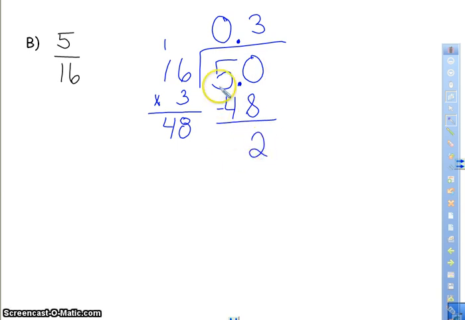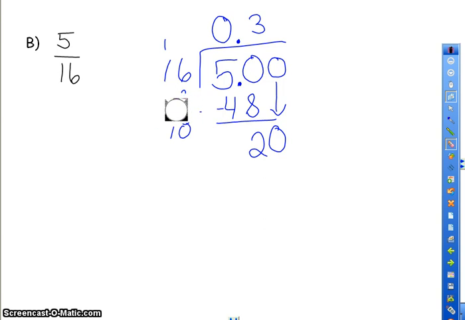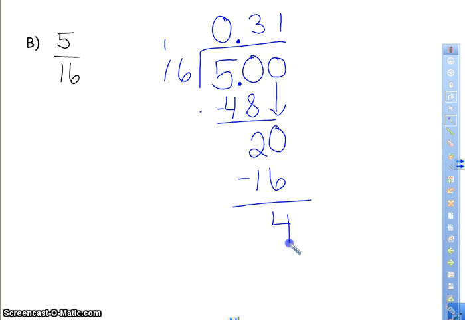So since I have a remainder, I'm going to have to add a 0 and bring it down. So anytime you have a remainder, you're not done. You're not done until the last number is gone. Okay, I'm going to erase this so I can do some more work out here. So 16 goes into 20. Well, we know it goes into 20 once. So I subtract 16 now, and I get a 4. I still have a remainder, so I need to add a 0 and bring it down.